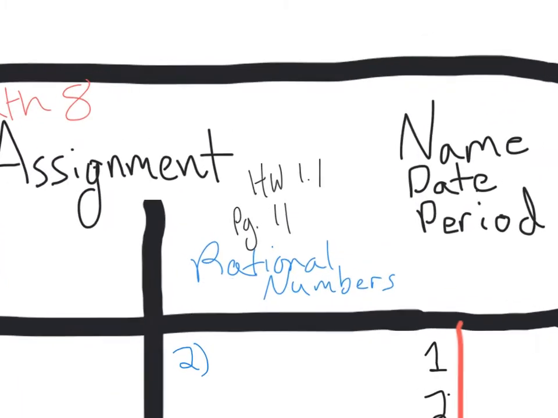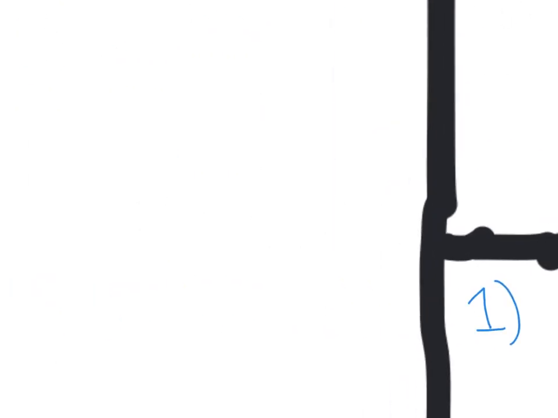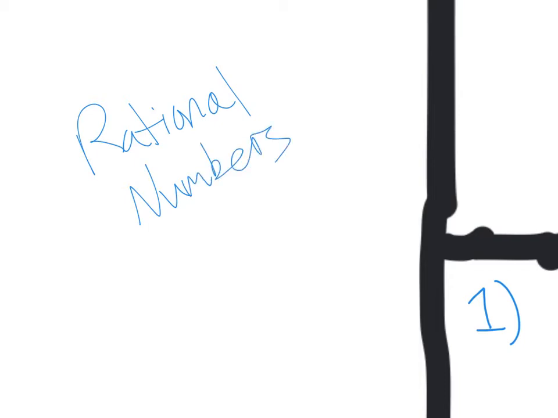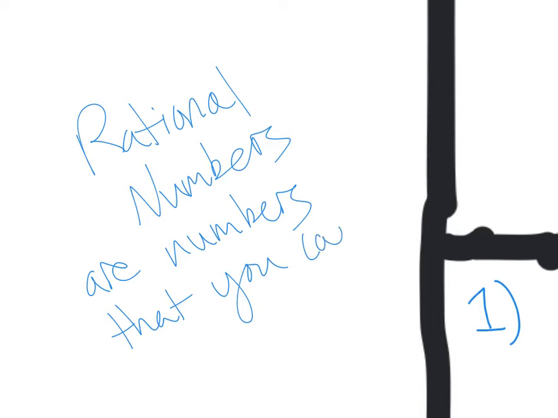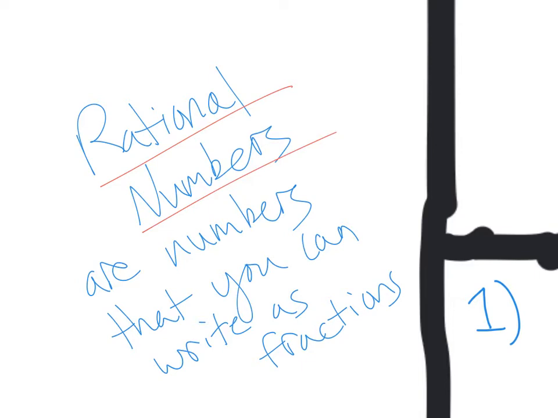Rational numbers. Side note, rational numbers, what that means. Rational numbers are basically numbers that you can write as fractions. It's pretty much any number that you can write as a fraction. The root of the word rational is ratio, and we remember that a ratio is just a special type of fraction.